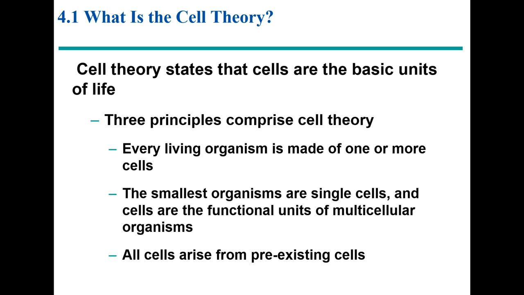Cell theory states that cells are the basic units of life. Three principles comprise cell theory. Every living organism is made up of one or more cells. The smallest organisms are single cells, and cells are the functional units of multicellular organisms. All cells arise from pre-existing cells. This is cell theory. Cell theory explains what we know and understand about cells.